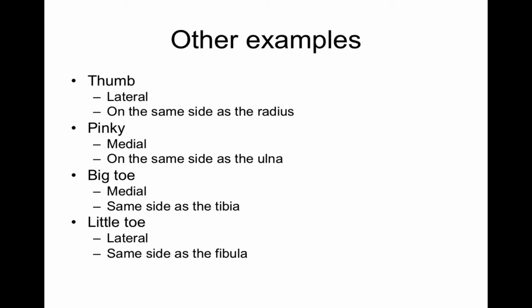So other examples that you could use when we're talking about bones, you could use the thumb. This is always lateral. This is on the same side as the radius. You could use the pinky. This is medial. It's on the same side as the ulna. So if you're looking at a full skeleton, use these landmarks as a way to determine bones of the forearm, for example. Big toe is medial. It's on the same side as the tibia, although the tibia makes up basically the bulk of the leg. And then the little toe is lateral. It's the same side as the fibula.